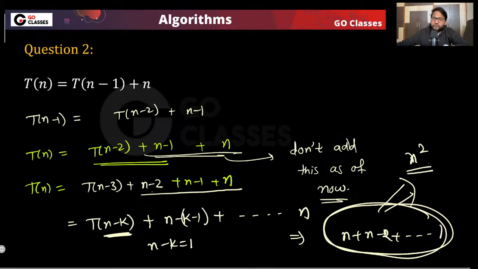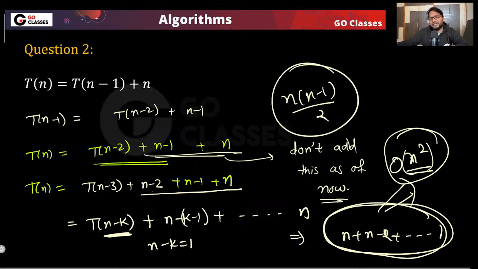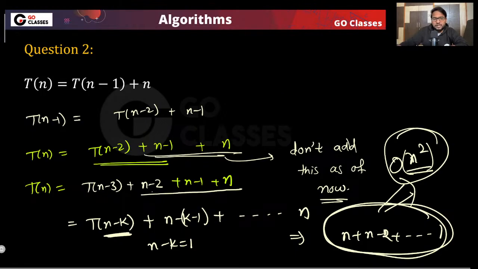This is the summation of the first n numbers. I mean, order of n square. This is n into n minus 1 by 2. But you don't need to worry about the exact thing. We are just approximating in the asymptotic analysis. See, this particular thing, which is 1 plus 2 plus 3 till n, if you remember, this is n into n minus 1 divided by 2, isn't it?